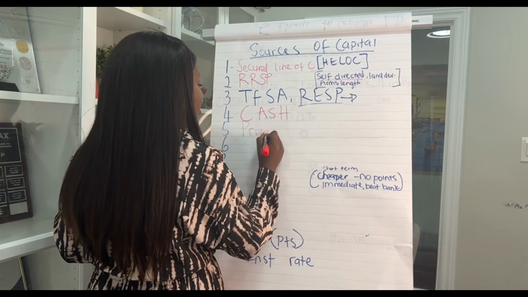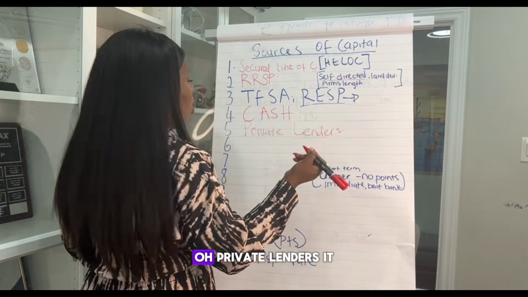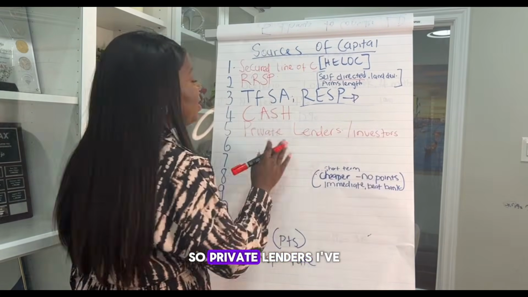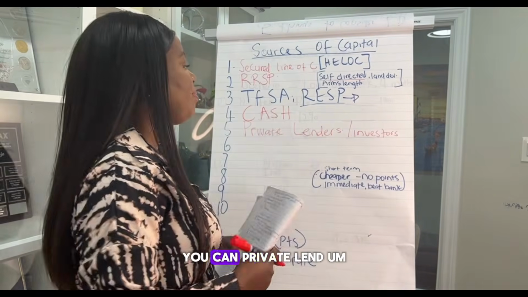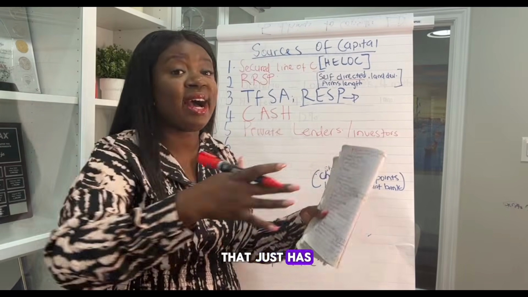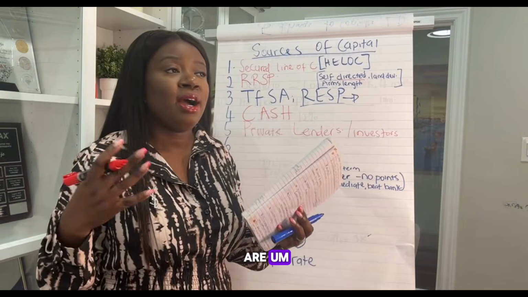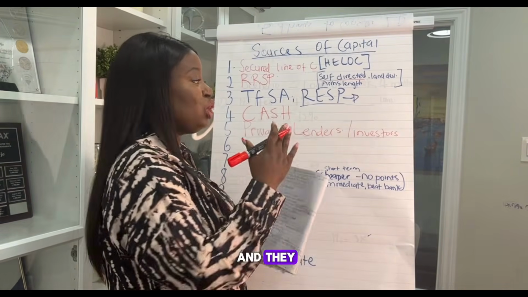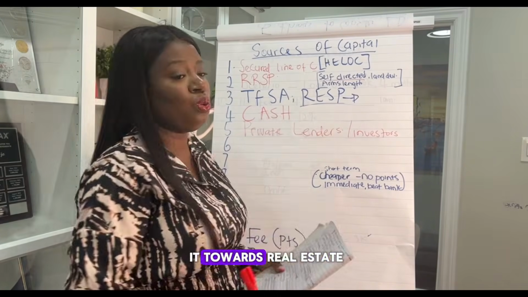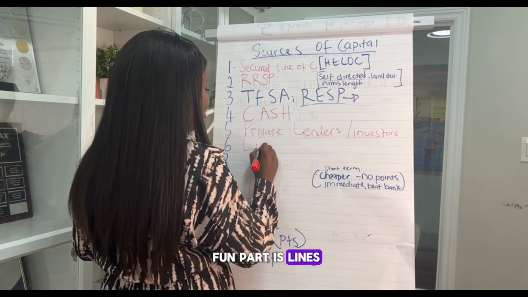Okay, let's talk about private lenders. Private lenders could also be investors. Investors sometimes are the private lenders. I've spoken about this before. You can get money from private lenders, from other investors that just have a lot of money sitting down. They want to be passive because they are busy with work and other things, and their goal is just to remain passive in real estate. Those can lend you their money and you just put it towards real estate. Okay, the other fund part is lines of credit.